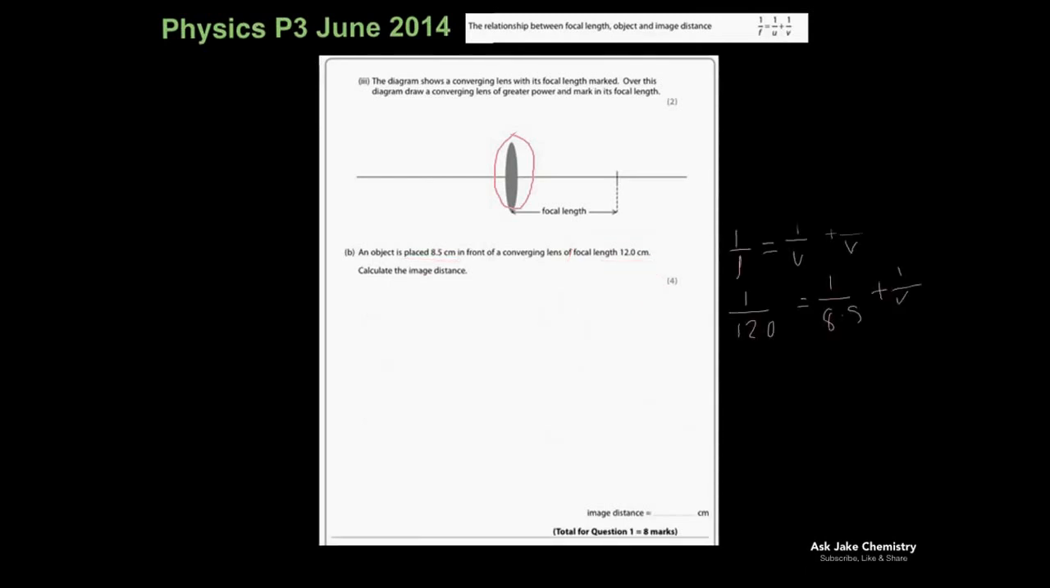Okay, so the next part of the question, not even the next part, the same thing. 1 over 12, take away 1 over 8.5, gives you 1 over v. So if you put that in your calculator, this will give you minus 7 over 204. And then you only have to press the button on your calculator that looks like this, x to the minus 1, which gives you the reciprocal, like this. And then if you press it, it gives you minus 29. And that's the answer, which could give you 4 marks.